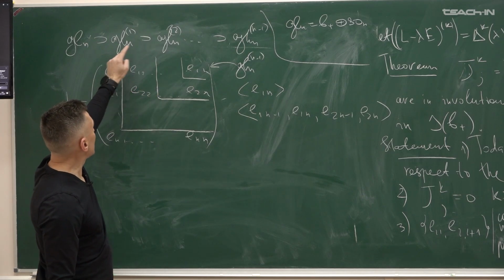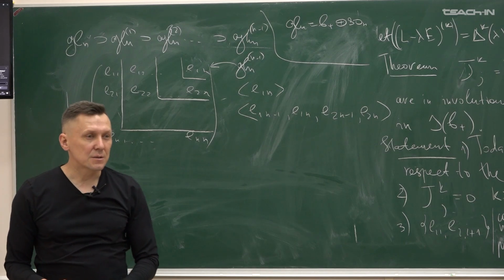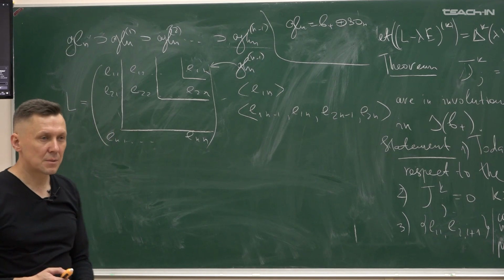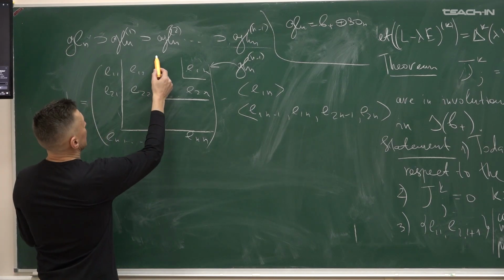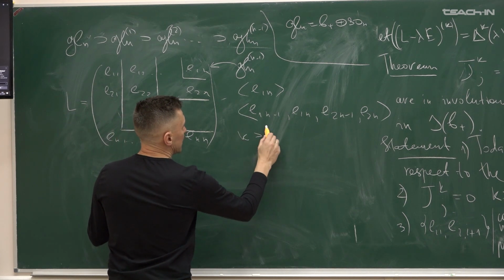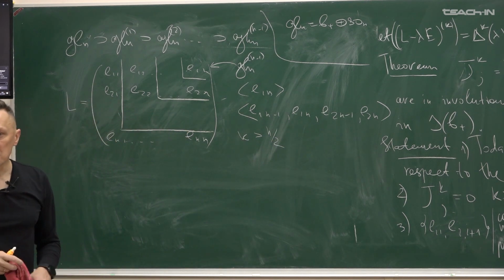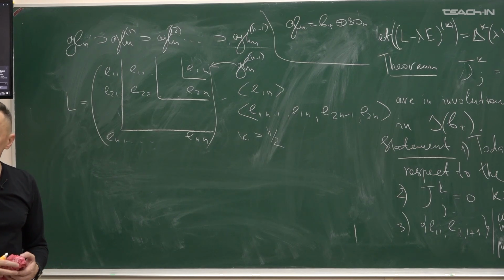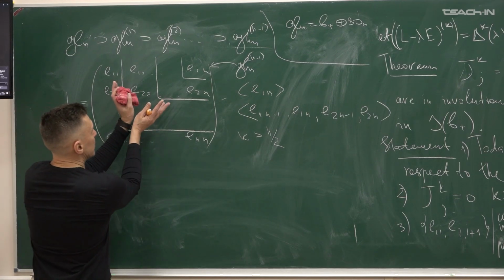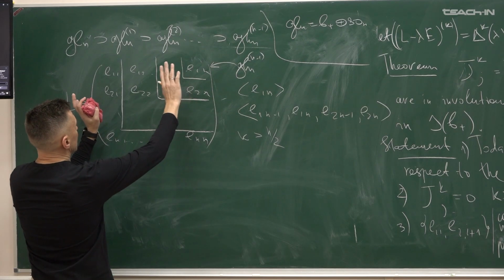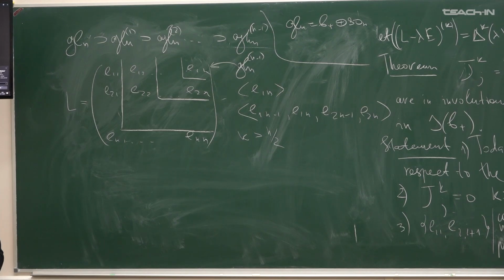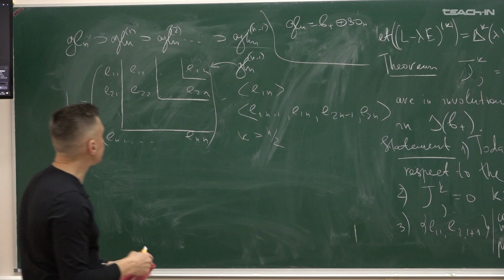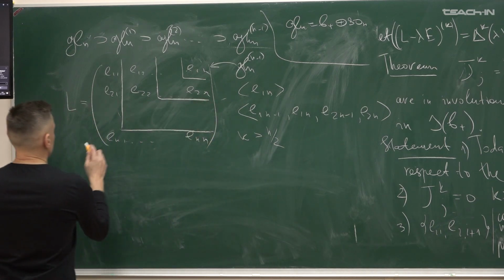Is it clear that all these subspaces are Lie subalgebras? There is a very trivial thing. When k is greater than n over 2, these Lie subalgebras are commutative. So if the corner doesn't intersect the diagonal, the subalgebra is trivial.